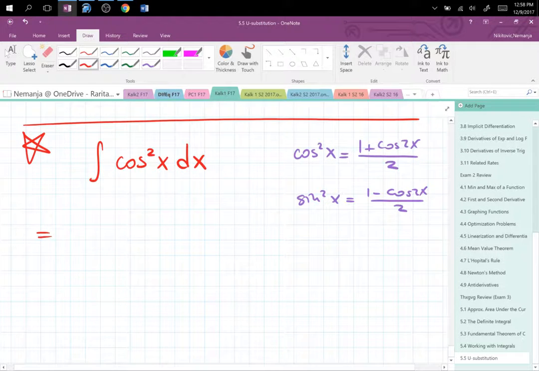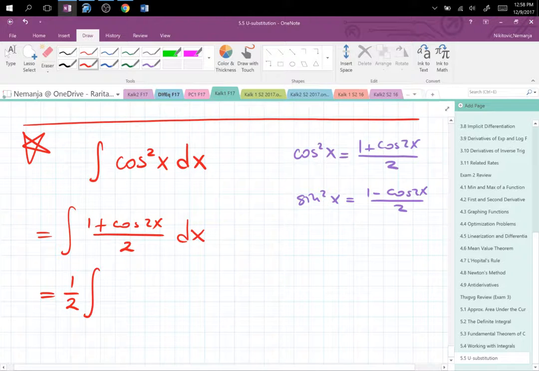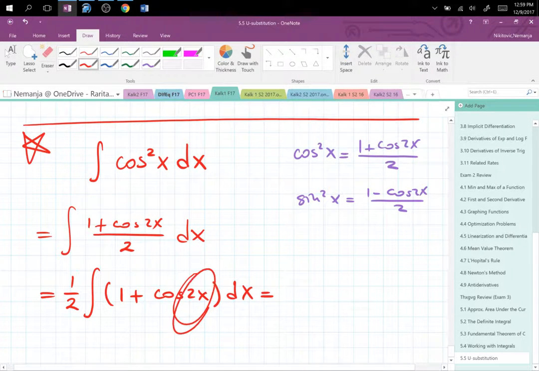There's no other way to do this integral other than using this formula. So now this transforms into the integral of (1 plus cosine 2x) over 2 dx, which kicks 1/2 outside: 1/2 integral of 1 plus cosine 2x dx. Now, why is this in the u-sub part? Because of the 2x. But we already memorized the shortcut formula for it, so you just use it.